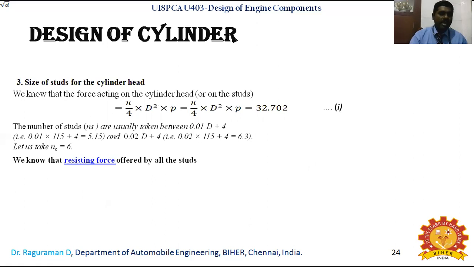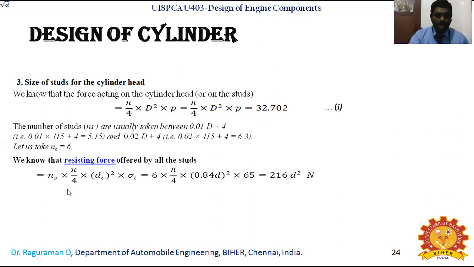Now we are going to equate this pressure force to the resisting force offered by all the studs. The pressure force acting on the cylinder head will be withstood by all the studs. So it should have the resisting force. The gas pressure acting should be resisted by all the studs. So now you are making the equation: ns into pi by 4 dc square into sigma t. We have also seen this in the design procedure.